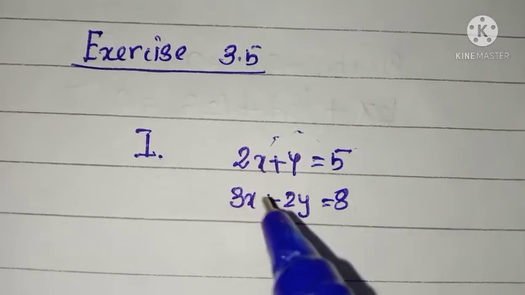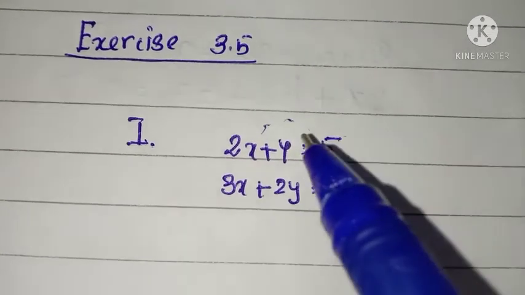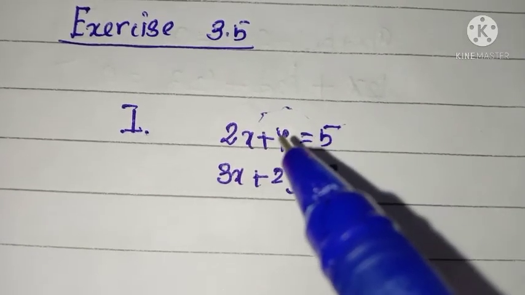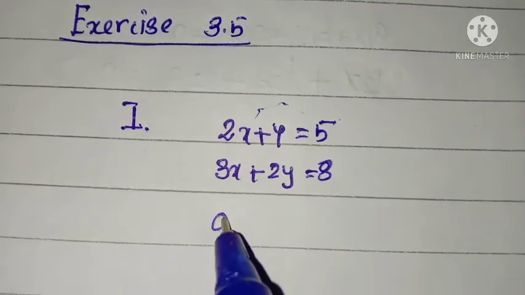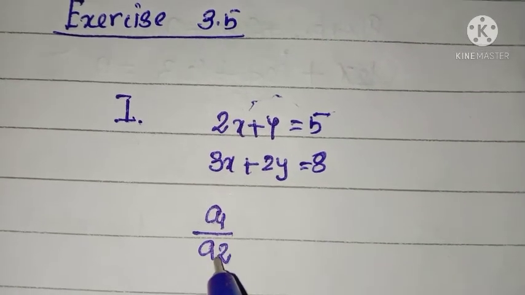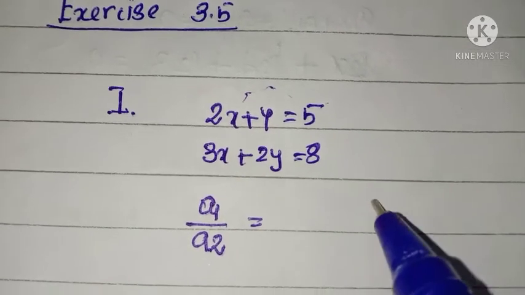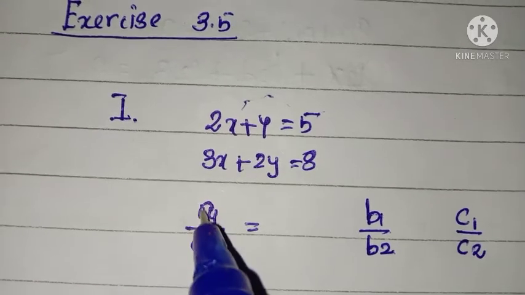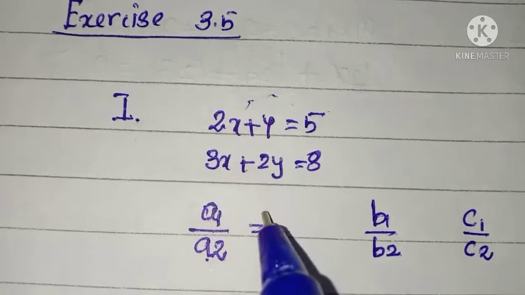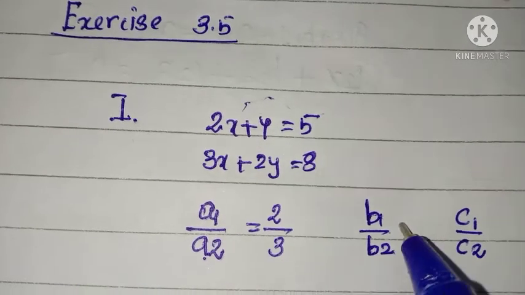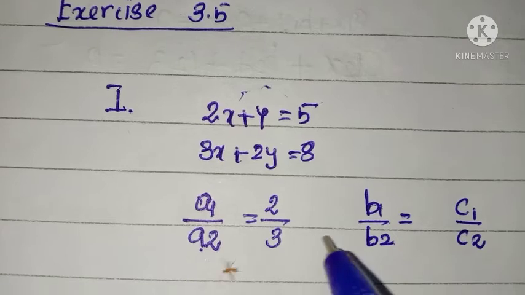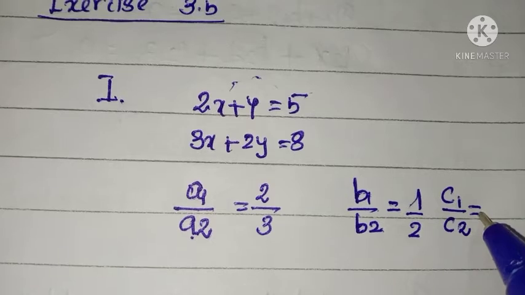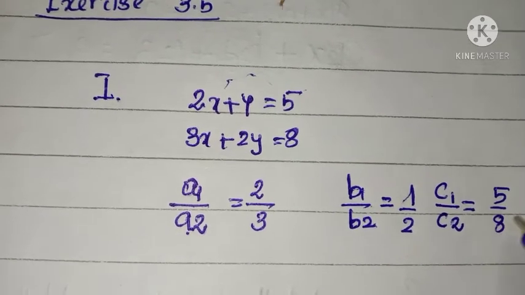First we want to check whether this pair of linear equations has a unique solution, no solution, or infinitely many solutions. So let us consider the ratios of a1 and a2, b1 and b2, and c1 and c2. a1 and a2 are coefficients of x, so it is 2 by 3. b1 and b2 are coefficients of y, that is 1 by 2. c1 and c2 are the constant terms, that is 5 by 8.